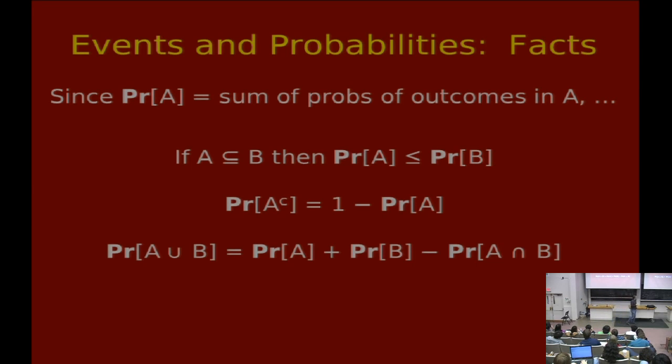Here's one more important rule, which should remind you a little bit of inclusion-exclusion. The probability of A or B happening, the event of A or B, is the probability of A plus the probability of B minus the probability that both events happen.